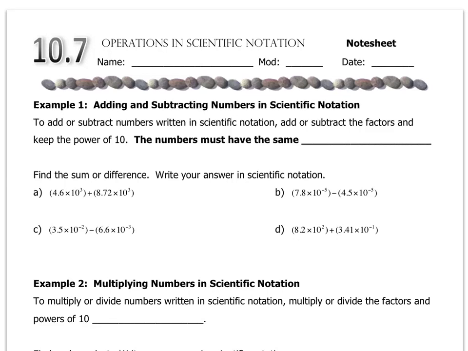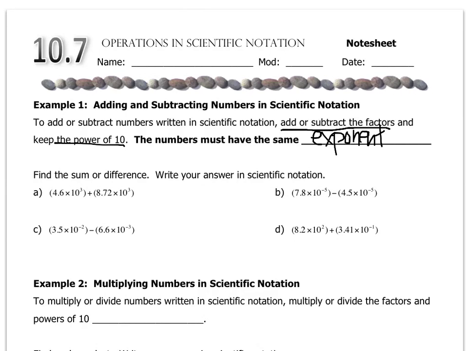The first one is when you're adding or subtracting numbers in scientific notation, the first thing you want to do is add or subtract the factors, which are just the number portion, and keep the power of 10. The numbers must have the same exponent. If they don't have the same exponent, then you have to make them have the same exponent, and then you can add them. You can't add them, kind of like terms, if they don't have the same exponent.